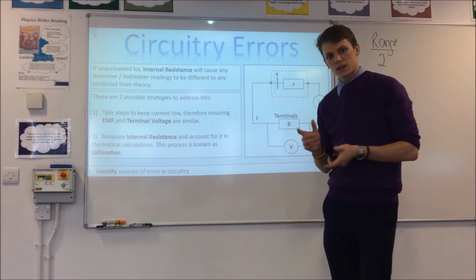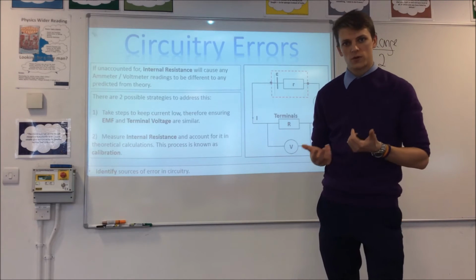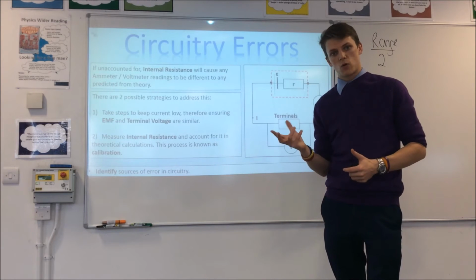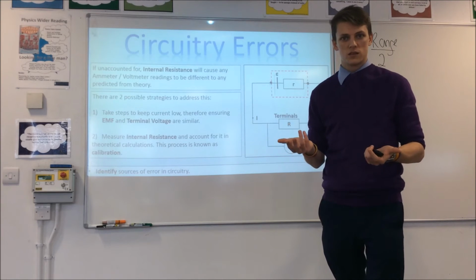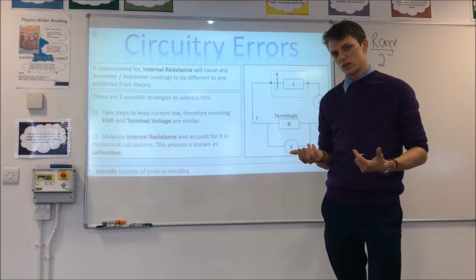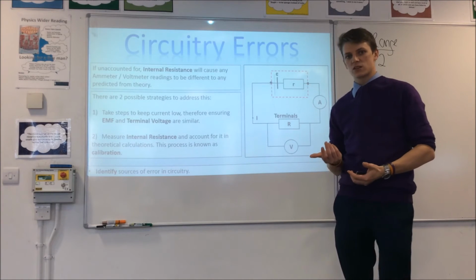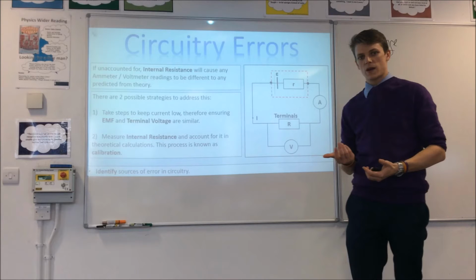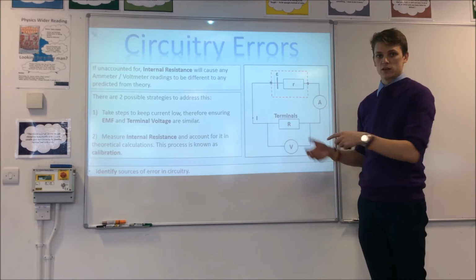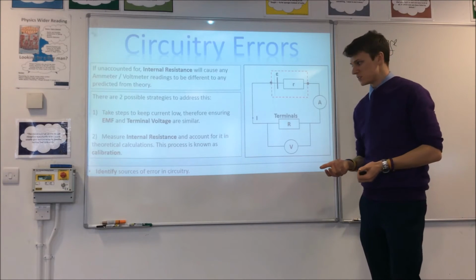The other thing you can do is actually carry out an experiment to measure what your internal resistance is, and that's one of the required practicals in this course, actually measuring the internal resistance, because once you know what it is, it will be a systematic type error in your results, and you can account for it, so it's not a source of error. So those are your two possible ways of dealing with it there.